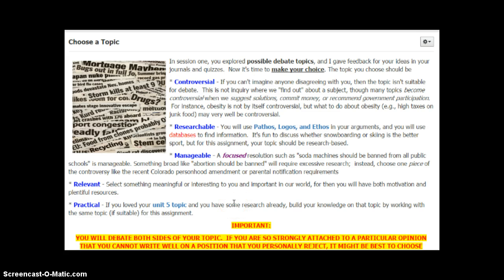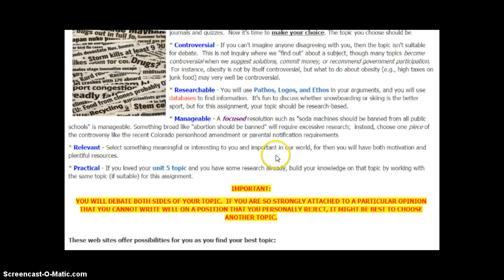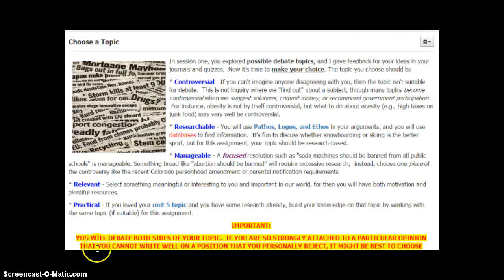Most of your inquiry topics can be used for debate as well, and pretty much every debate topic can be used for inquiry. So try to get two birds with one stone there. The most important thing to take into account in choosing a topic is that you're going to be debating both sides of your topic. Don't get too attached to one side. You have to be able to do it well.